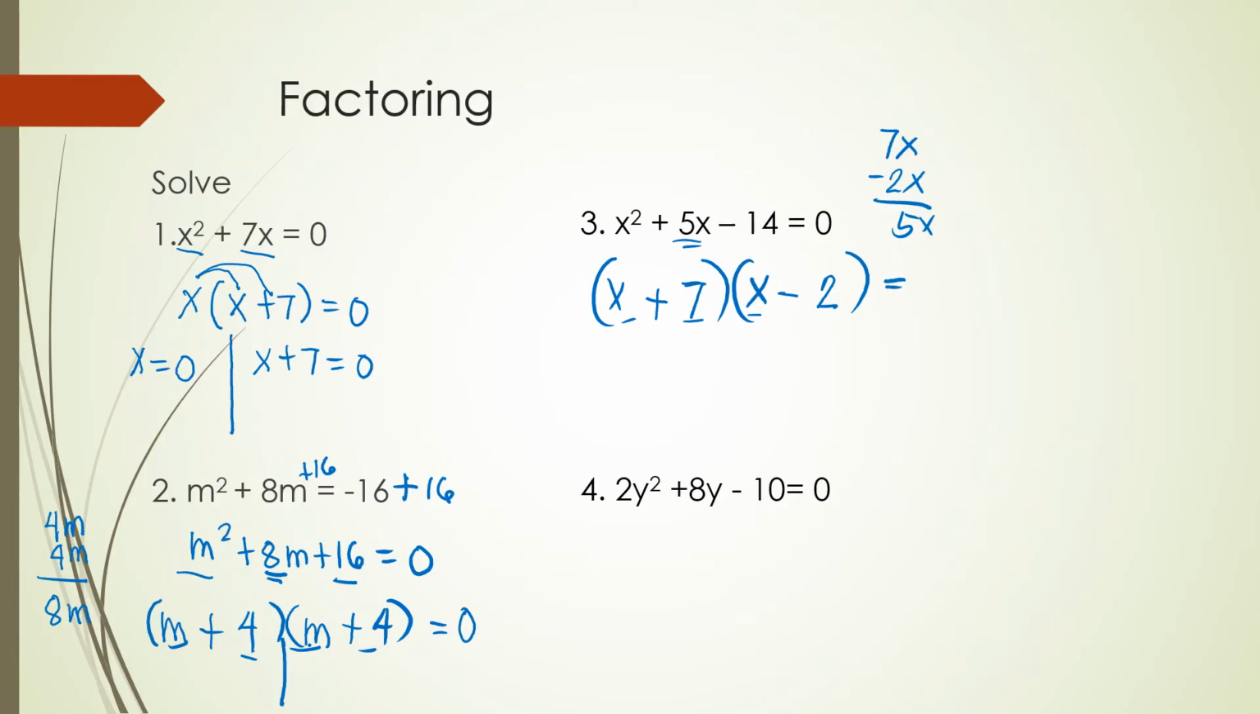Again, equate it to 0 using the zero product property and then separate them using the APE. Next, number 4. If you're going to observe, 2, 8, and 10 are divisible by 2. So, you can multiply them by 1/2 so we can reduce it and it is easier to factor. So, it becomes y squared plus 4y minus 5 is equal to 0.